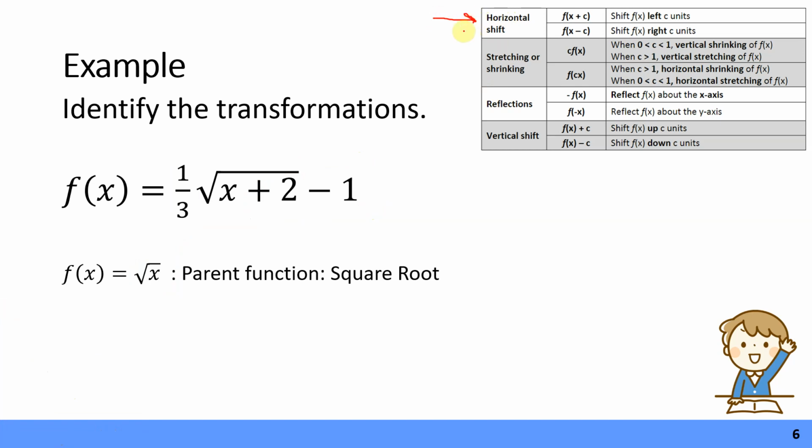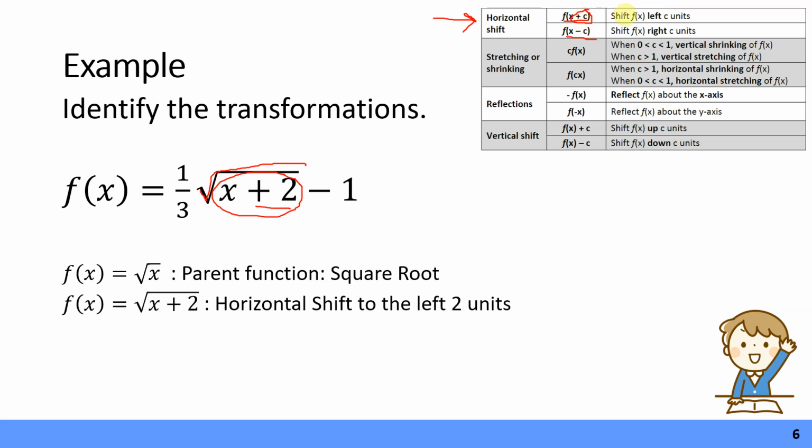So let's see, do we have horizontal shifts? Horizontal shifts is when you have a number on the inside of the parentheses. Of course, in this problem, we don't have parentheses, but since this is our parent function, whatever is inside here is kind of like if it's inside of a parenthesis. So yes, we have a horizontal shift. Now, if that's a +2, is it going to be to the left or to the right? Of course, you just look at the table, right? When you have a positive number, it's a shift to the left. So that's my first transformation. The +2 means I'm going to have a horizontal shift to the left 2 units.